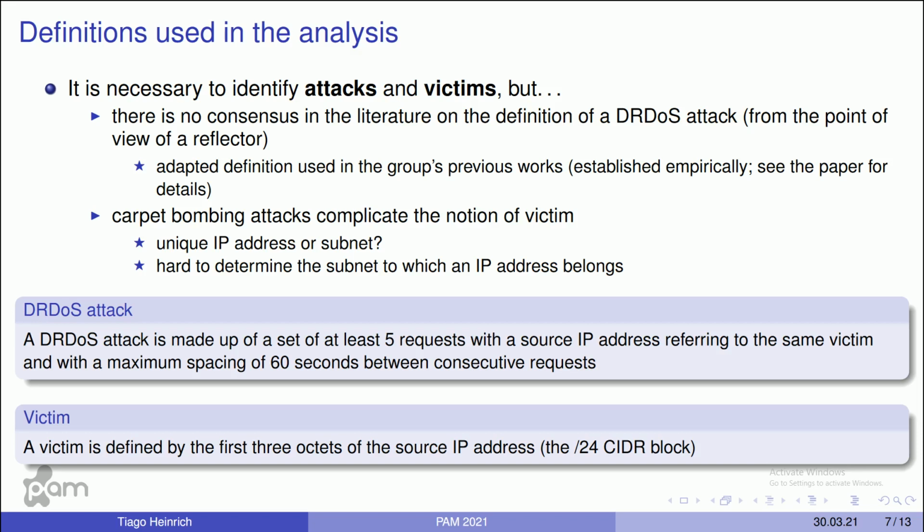So a DRDoS attack is made up of a set of at least 5 requests with a source IP address referring to the same victim and with a maximum spacing of 60 seconds between consecutive requests. A victim is defined by the first 3 octets of the source IP address.